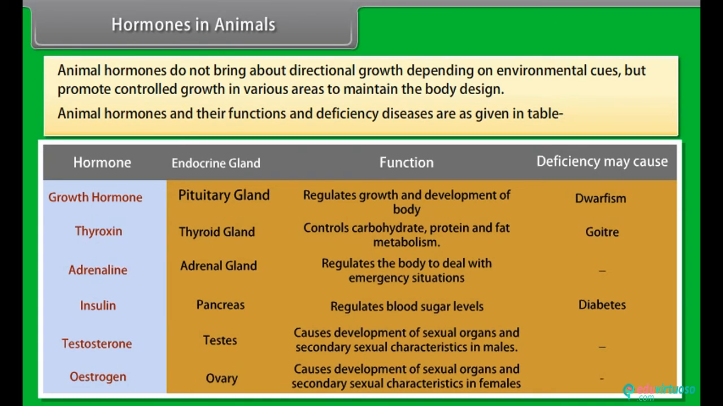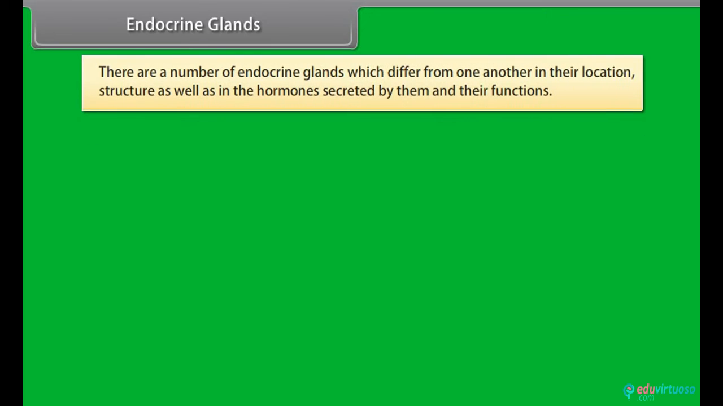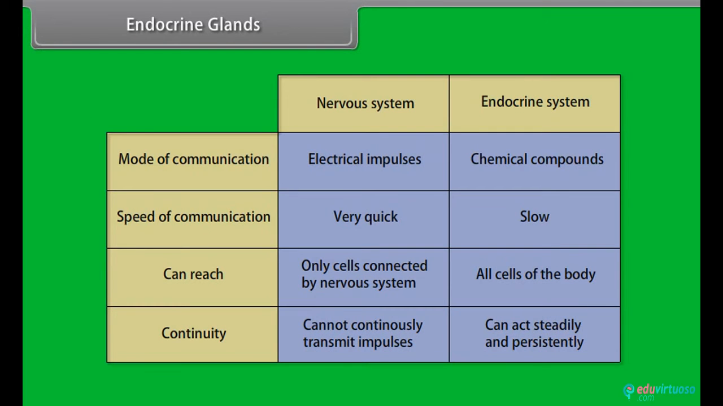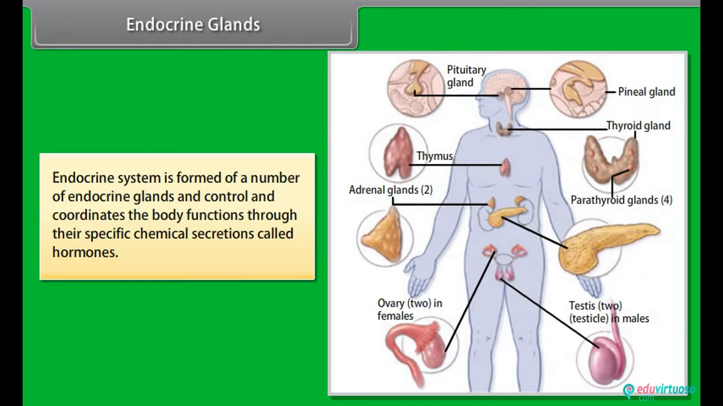Animal hormones and their functions and deficiency diseases are as given in the table. Endocrine glands. There are a number of endocrine glands which differ from one another in their location, structure, as well as in the hormones secreted by them and their functions. The endocrine system is formed of a number of endocrine glands and controls and coordinates the body functions through their specific chemical secretions called hormones.